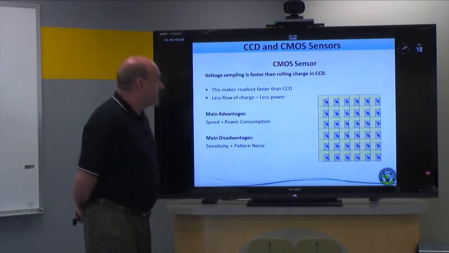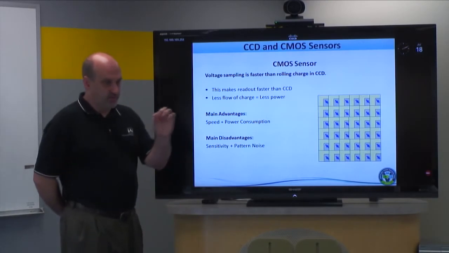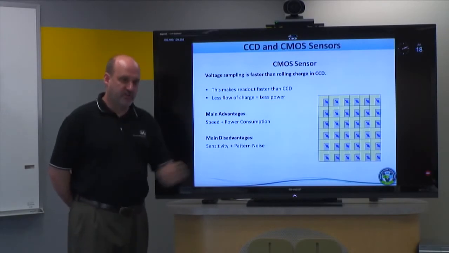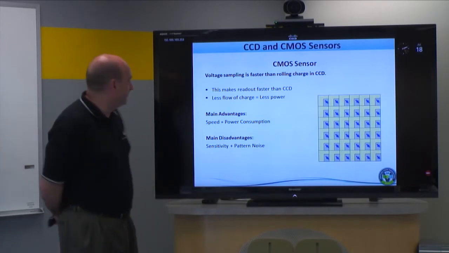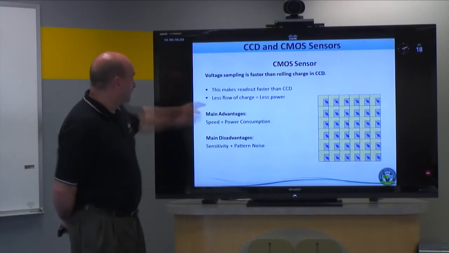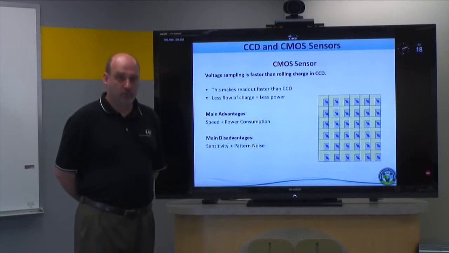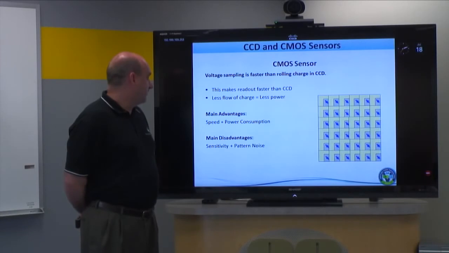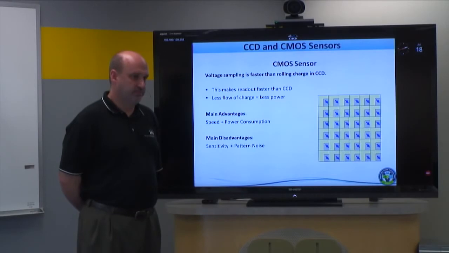Voltage sampling is faster than rolling charge in a CCD. This, again, is akin to just taking your oscilloscope probe at a very high impedance and checking what the voltage is, instead of rolling the charge out, trying to roll it through a correlated double sampling circuit and read what the charge is, or literally count the electrons in a CCD. Less flow of charge means less power. Voltage sampling versus rolling that charge around means more speed. So the main advantages of a CMOS sensor over a CCD sensor tend to be speed and power consumption.